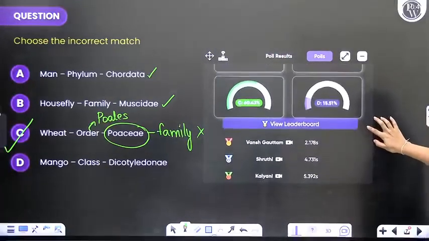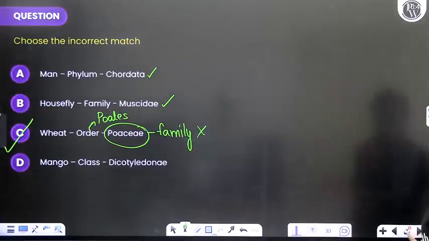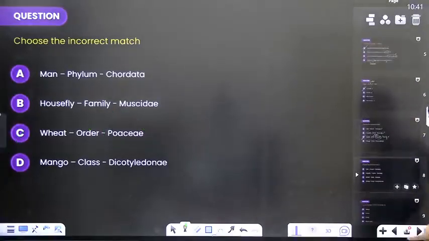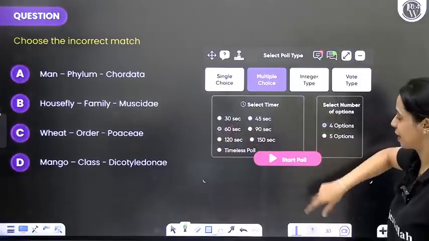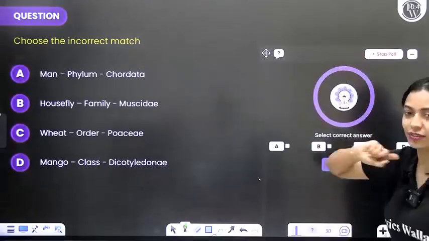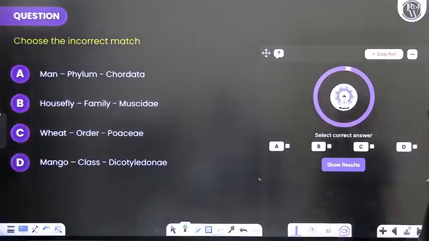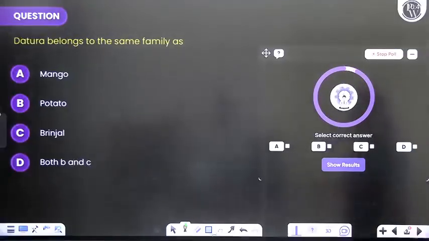Gautam, Shruti, Kalyani, top 3. Next question. We have some new names. I'm giving you 60 seconds because you're saying there's a delay, even though it's an easy question. Oh wait, it's the same question again. Let's do this.